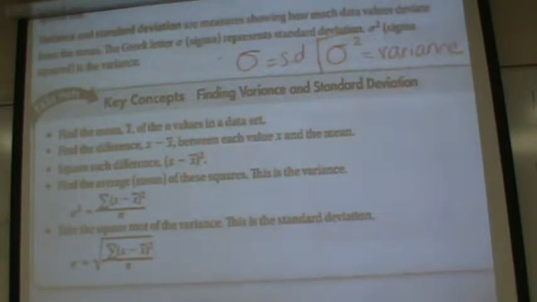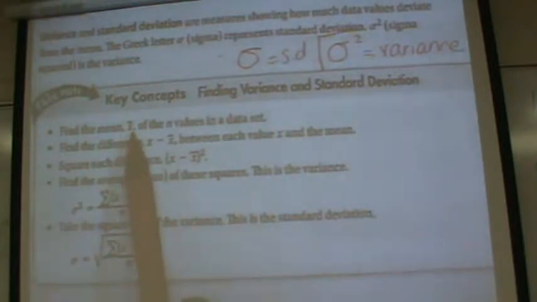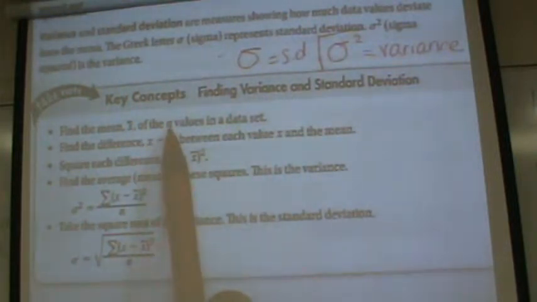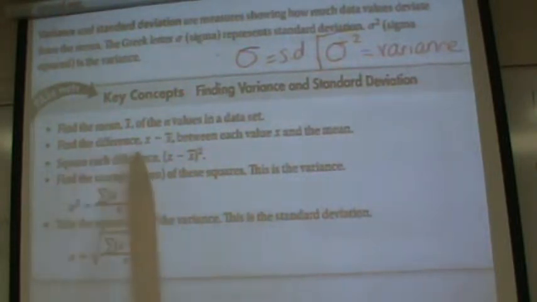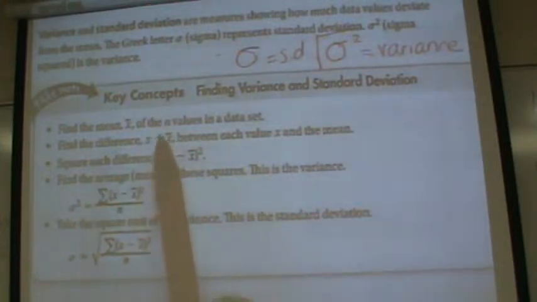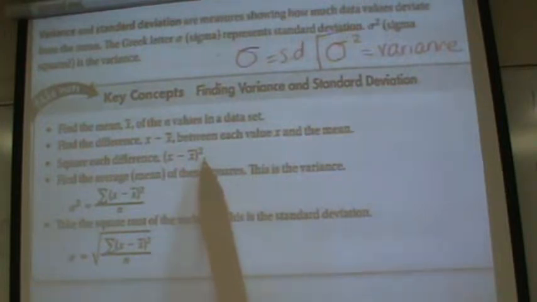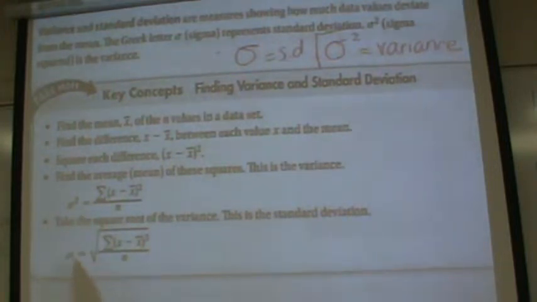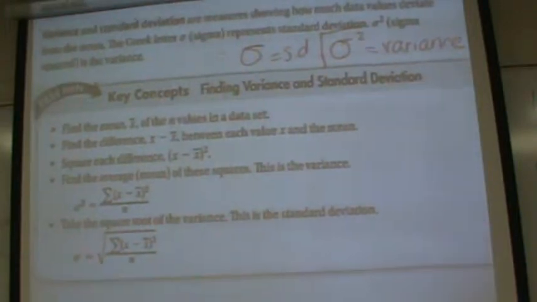So, first step, you're going to find the mean. What is the mean, X bar? The mean is the average of all the data. N is the number of values you have in your data set. So if you have 10 numbers, N is 10. Then you find the difference of each X value and the average. Then you square each of those numbers. Then you sum up all of those numbers and divide by the number of values. That's your variance. And then when you take the square root of that, that's going to be your standard deviation. Okay, so let's do this example.